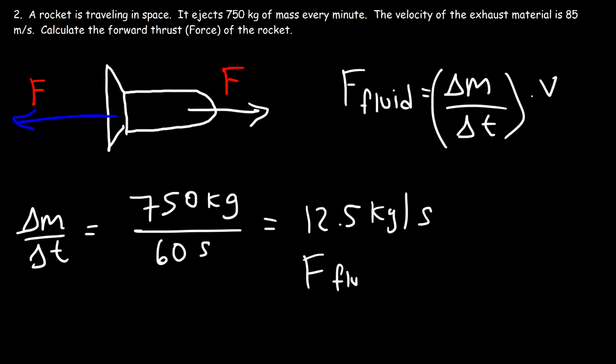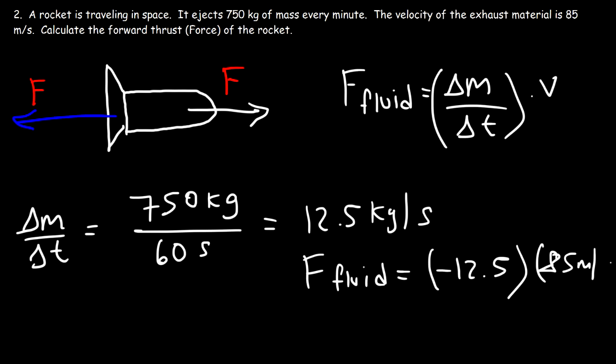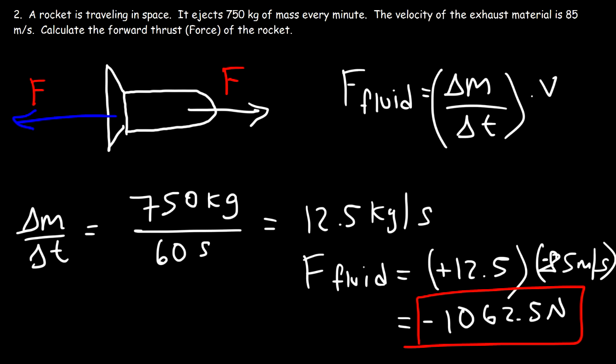So the force of the fluid is going to be negative 12.5 kilograms per second multiplied by a velocity of 85 meters per second. Well, technically, this should be positive and this should be negative, because the fluid is moving towards the left, the velocity is negative. So the force of the fluid is 1,062.5. Now, we need a negative sign for that force because based on the way we drew it, this force is directed on the negative x-axis.